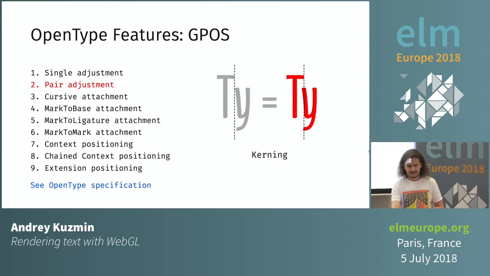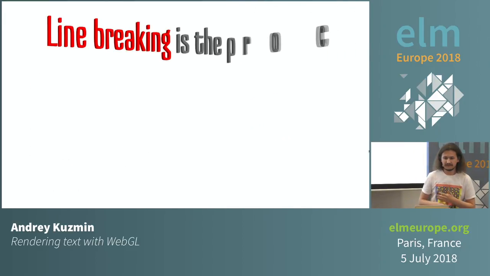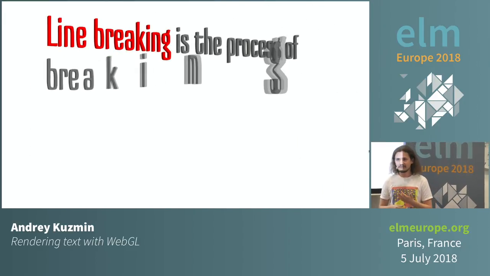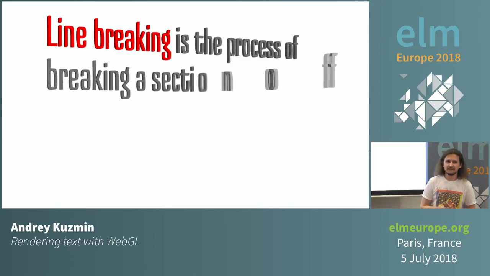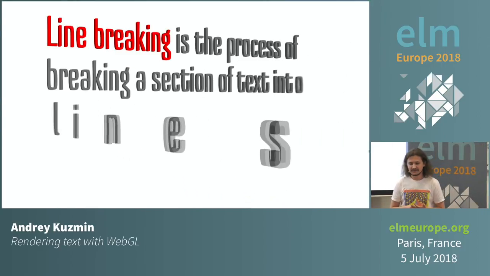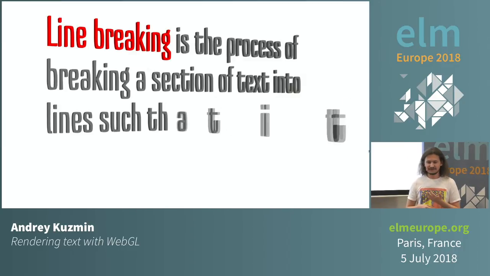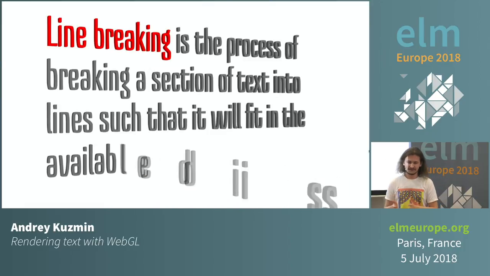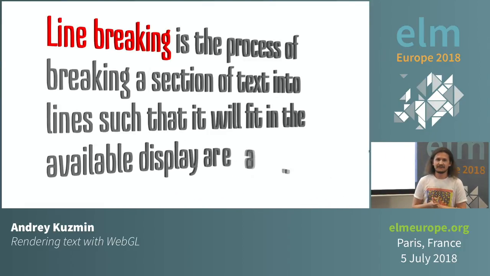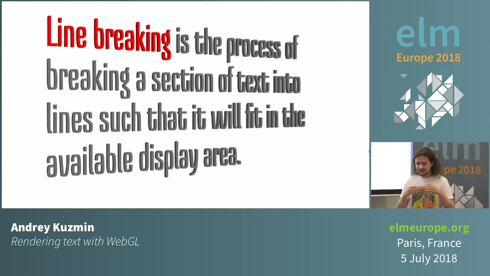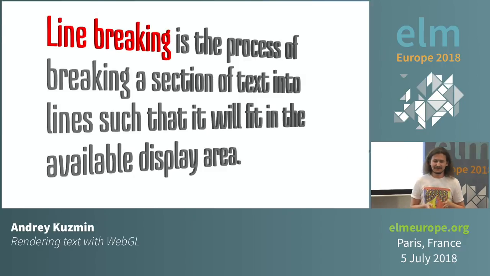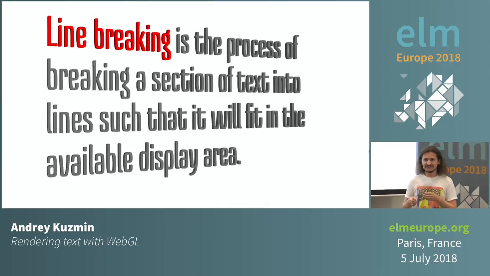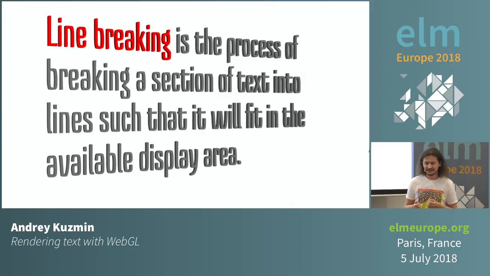So knowing about that, moving on. When we want to render text, we usually want to render a paragraph of text. And in order to render a paragraph of text, we have to be aware of line breaking, because we want to fit the text into available display space. Or should I rather say word wrapping? Word wrapping is a special case of line breaking that breaks lines between words and not inside words.